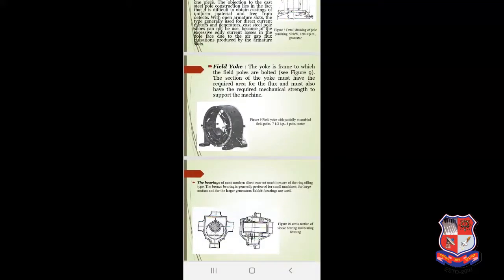Field yoke. It is the main body part of the DC machine. So the field yoke is a frame to which the field poles are bolted. The poles are mounted or bolted on the field yoke. The section of the yoke must have the required area for the flux and must also have the required mechanical strength to support the machine.